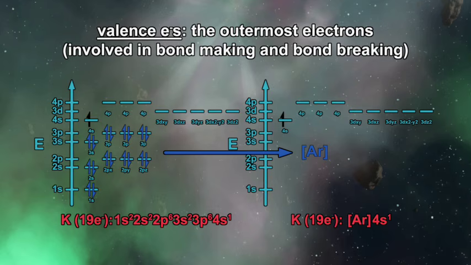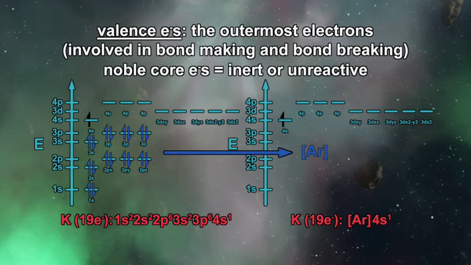It is often very important to quickly ascertain the number of valence electrons that an atom possesses. After all, these are the electrons that will be involved in bond making and bond breaking. The noble core electrons will not be involved in bond making and are often called the inert noble core electrons. Thus, let's focus our efforts on the reactive valence electrons.